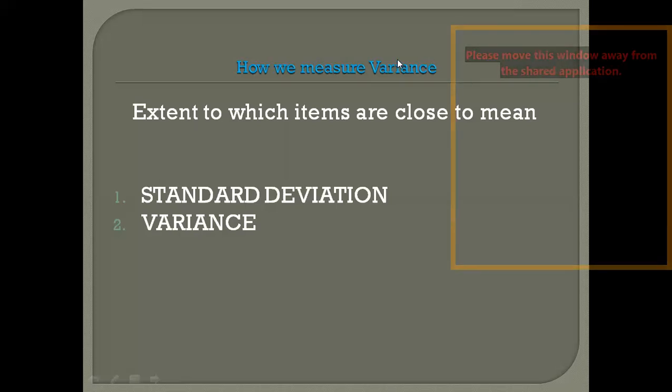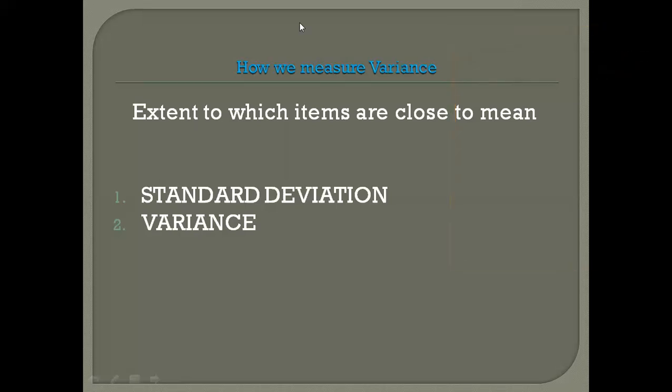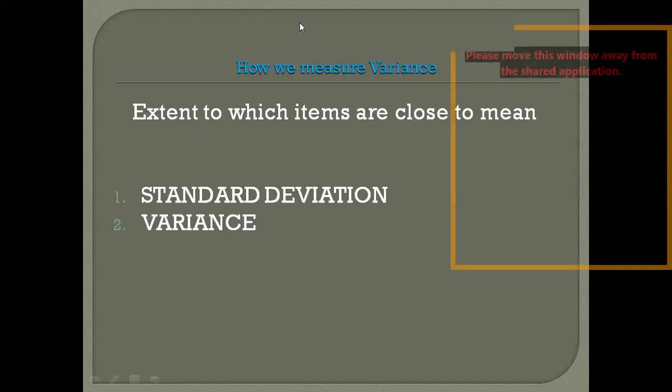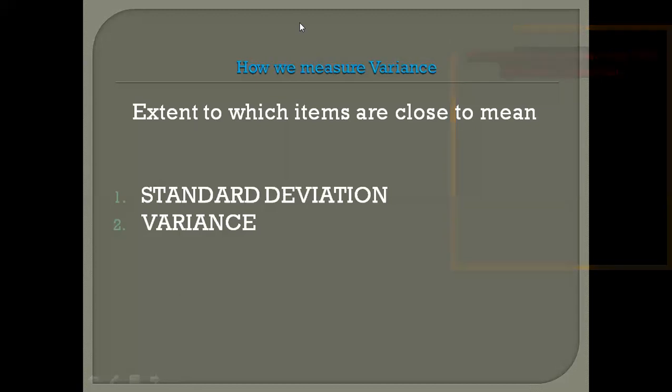Sir, can you please repeat? Some disturbance was there. All right. We measure variance using standard deviation. We measure variance using variance as well. So there's no difference between variance and standard deviation as such. But sometimes we use standard deviation, sometimes we use variance. They have a relationship between the two: standard deviation is the square root of the variance, or variance is the square of the standard deviation, right?